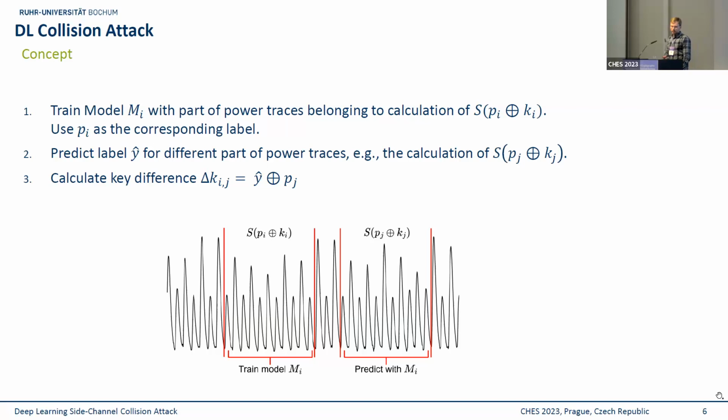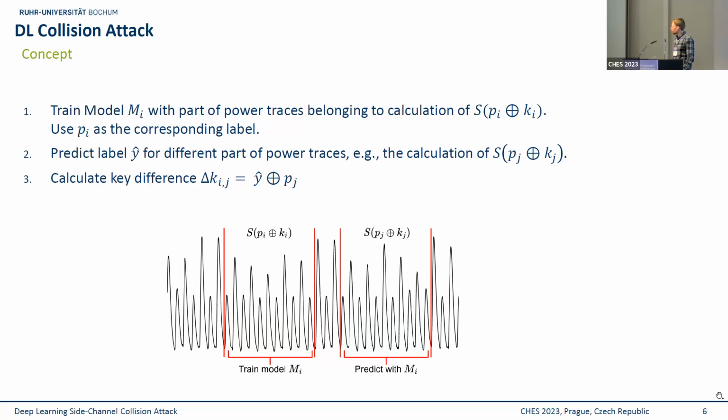With our leakage identification technique, the sensitivity analysis, we basically first have to find those ranges, and then we can train the model with, let's say, this sample range, and use the other sample range to predict the labels for them.